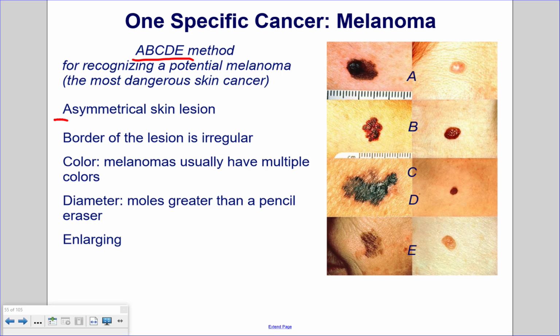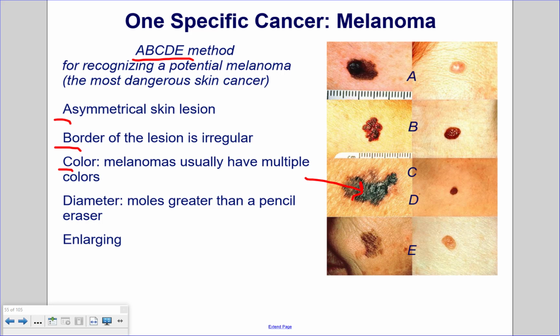A stands for asymmetrical skin lesion. So as we can see in part A of this diagram, the moles themselves aren't too symmetrical. And B, the border of the lesion is irregular, so the edges aren't smooth, they are a little rough. C, color. Melanomas usually have multiple colors, and not just brown. As we can see in this diagram here, part C, there's a little bit of green in there as well.